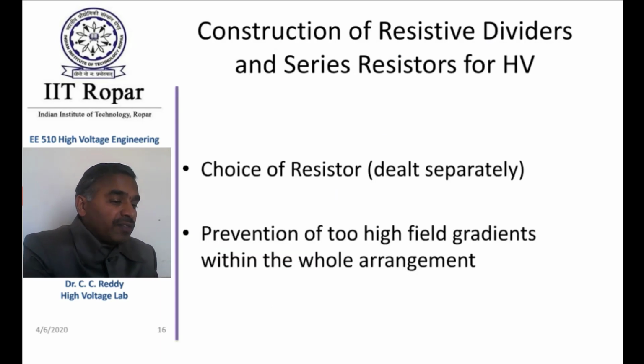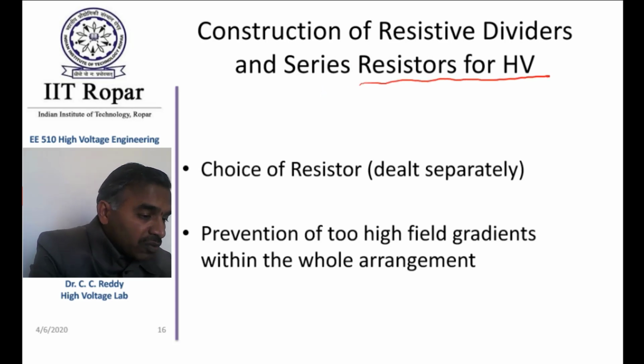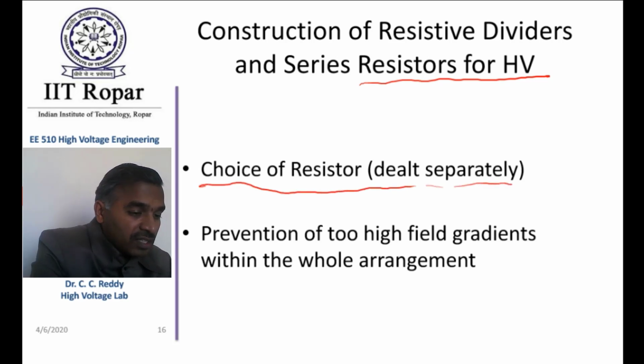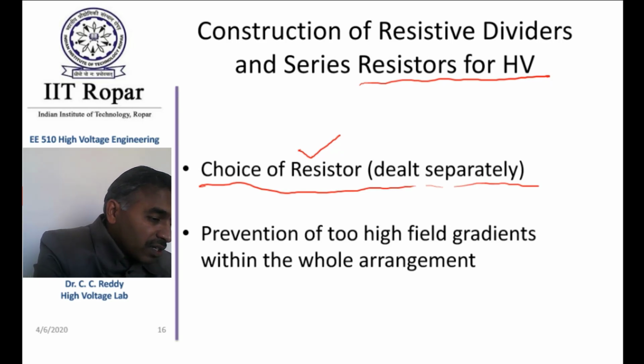Now, construction of resistive dividers and series resistors for high voltage measurements. What are the basic considerations? The first thing is the choice of resistor. This I will deal with in a separate lecture, with complete details of all resistors and how we choose. It is actually a very tough job to select a resistor or resistive material, because every type of resistor has some advantages and some disadvantages.